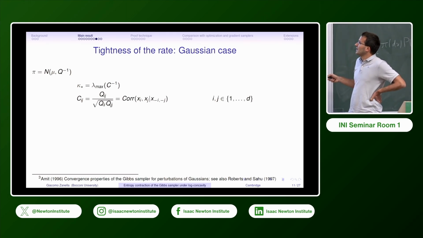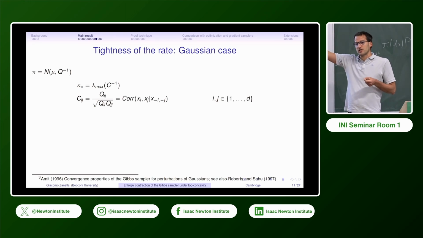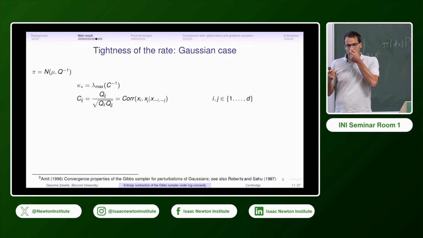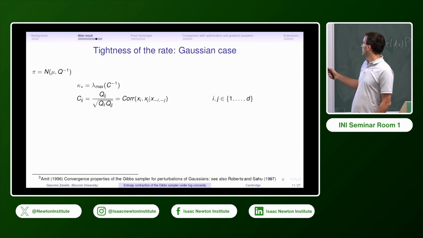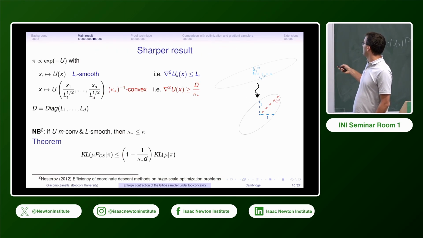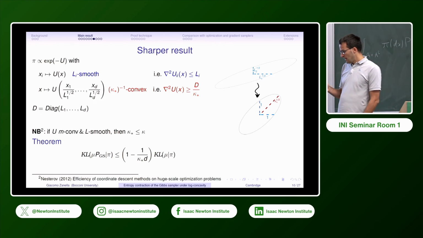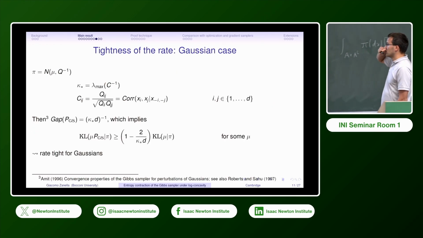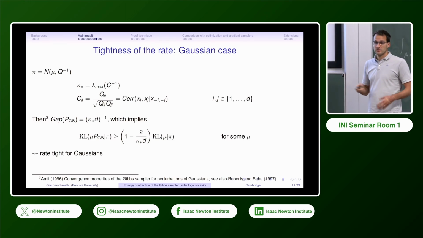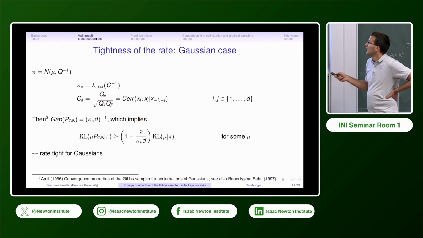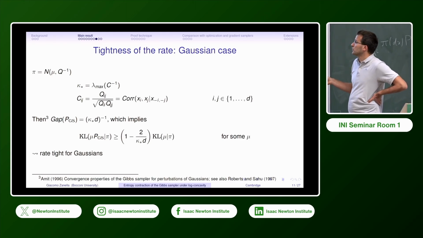You invert it, you get a variance, and then kappa star is the variance of the largest direction under this rescaled space. This is basically the plot I showed you before. Kappa star is really this quantity after you standardize the coordinates. And in the Gaussian case, what is known since the work of Amit and Roberts in the 90s is that you can compute exactly the gap, thanks to the linearity of the problem. And the gap, for any Gaussian distribution, is exactly equal to 1 over kappa star d.